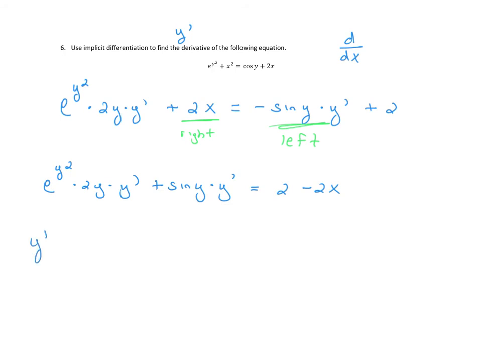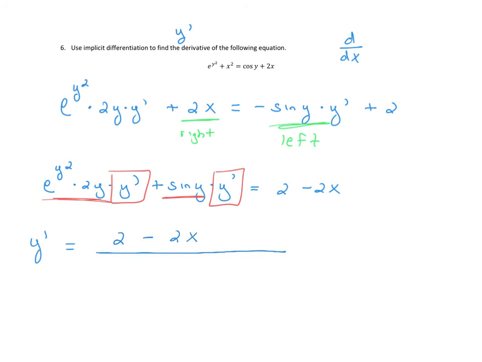We'll factor out the y prime. If I factor a y prime out from these two terms, I'll have the leftover stuff, this thing and this thing, since I'm taking this out and this out. That is divided to the other side of my equation. So this is my answer: 2 minus 2x divided by e to the y squared times 2y plus sine of y. And I'm not going to simplify it any further. That is the answer.